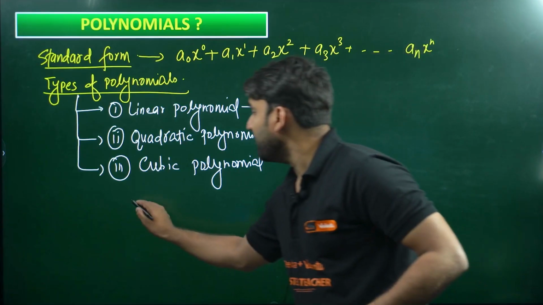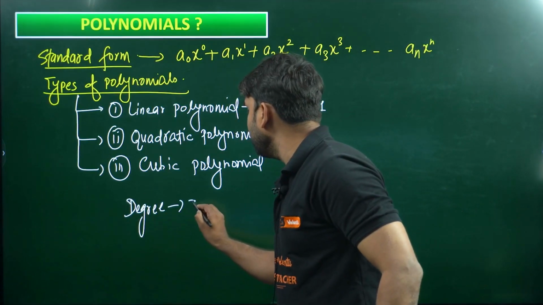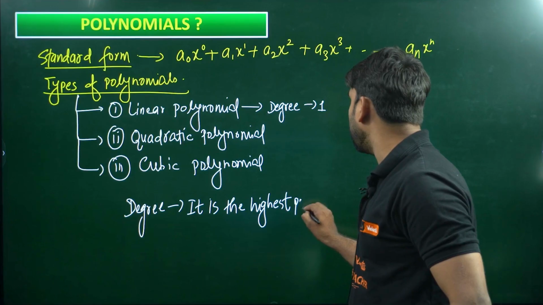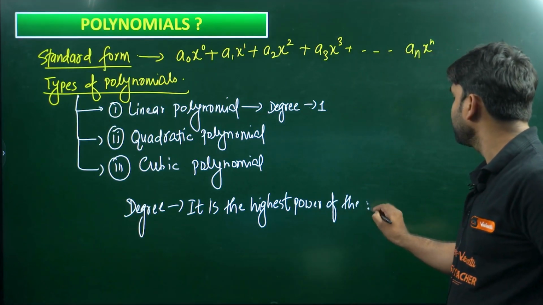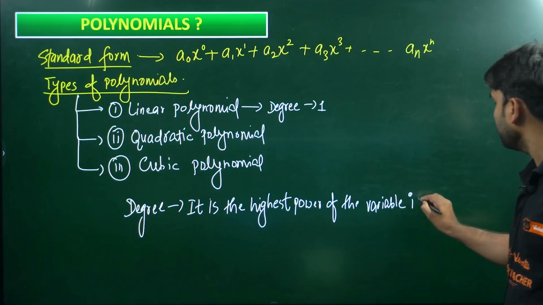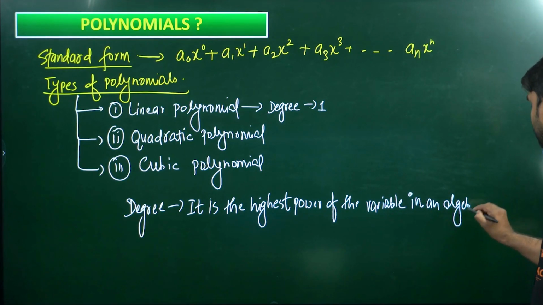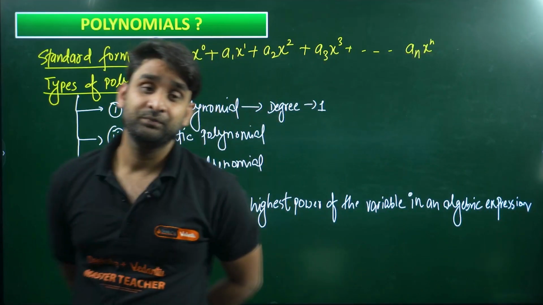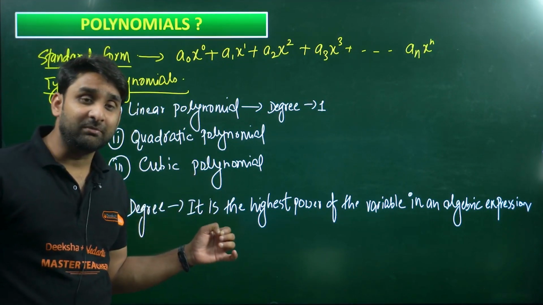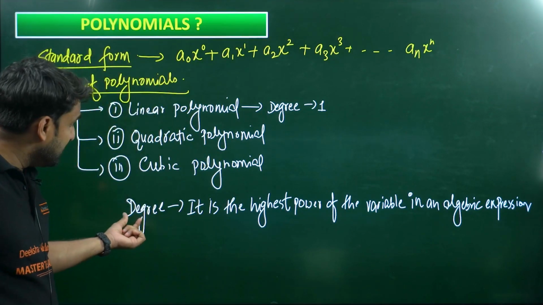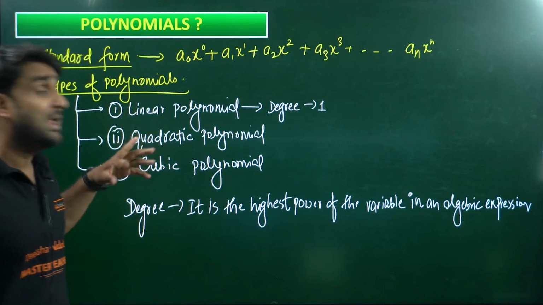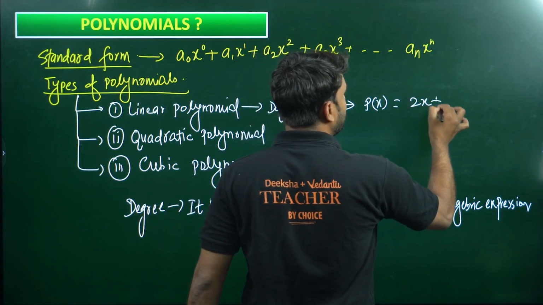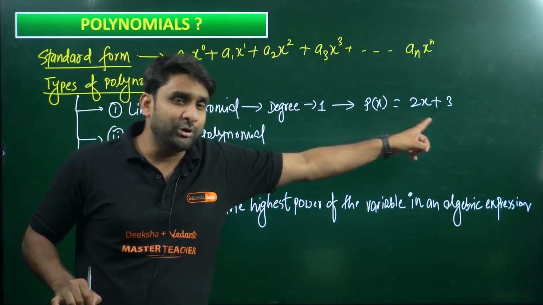My dear champion, degree is nothing but the highest power of the variable in an algebraic expression. In any algebraic expression, the highest power of the variable is called its degree. So when the degree is 1, this is called linear polynomial. Why linear polynomial? Let me show you one polynomial. p(x) is a polynomial in this format. Can you see here? 2x plus 3. Now if I ask you, champion, in this polynomial, where is the variable?